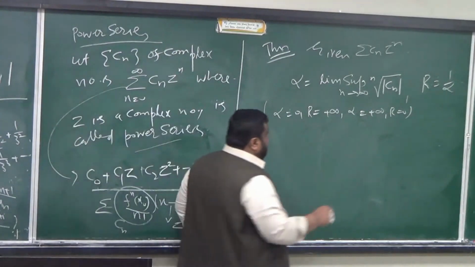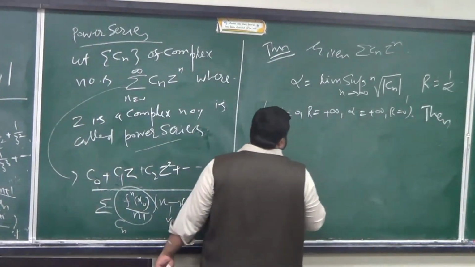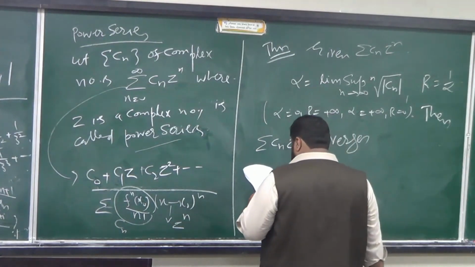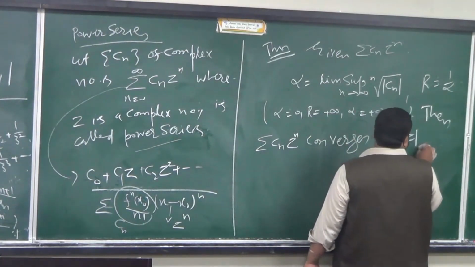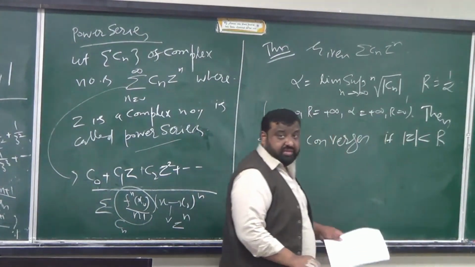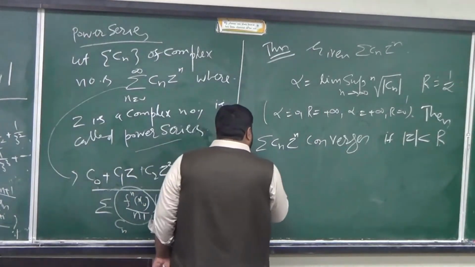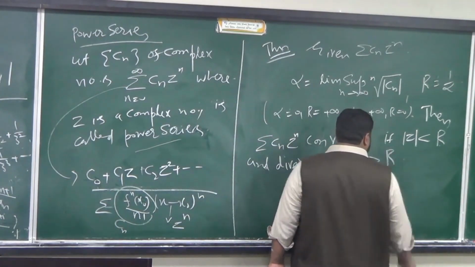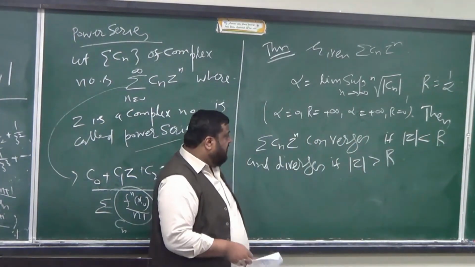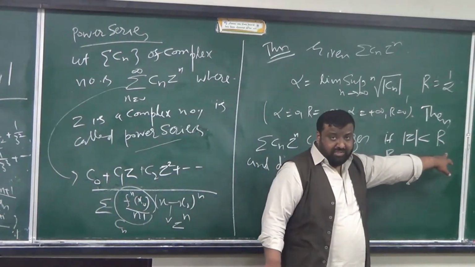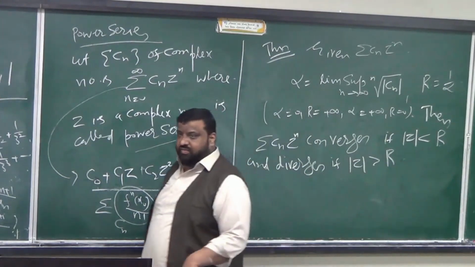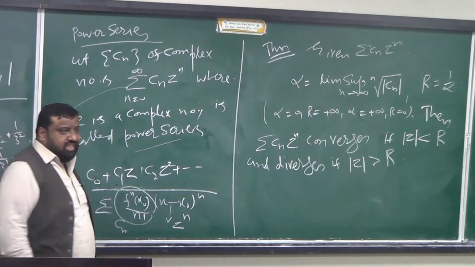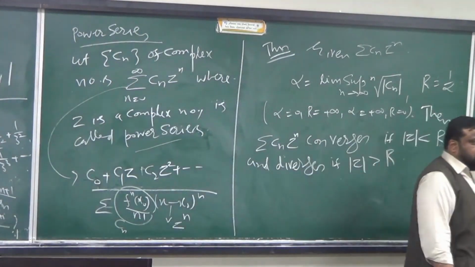Then this series, Cn z to the n, converges if the magnitude of z is smaller than R. It diverges if the magnitude of z is bigger than R. And if the series is converging, you call R the radius of convergence. So you have been given a series, you will say that okay, check whether this converges or not. If it converges, what is the radius of convergence?